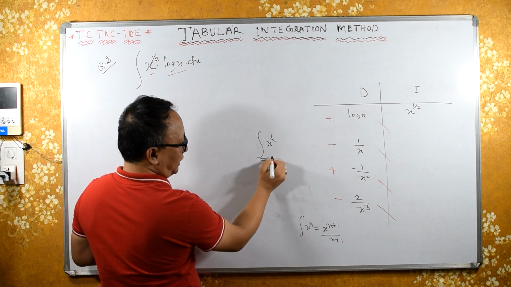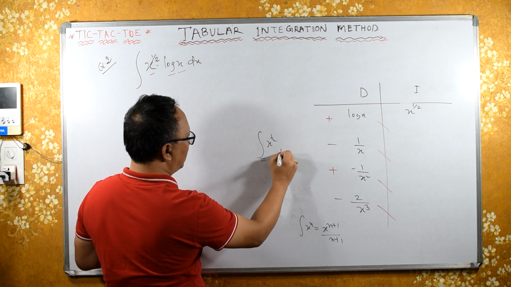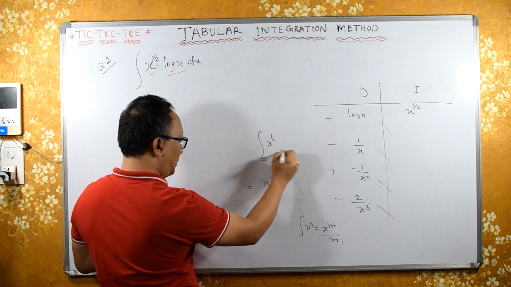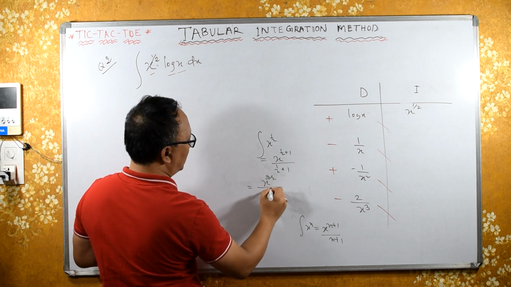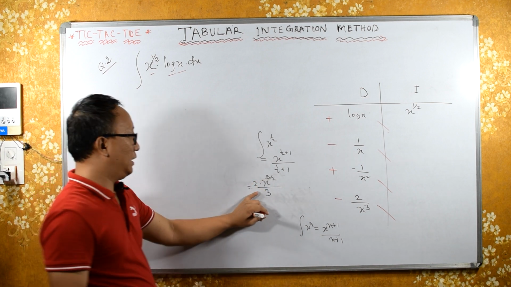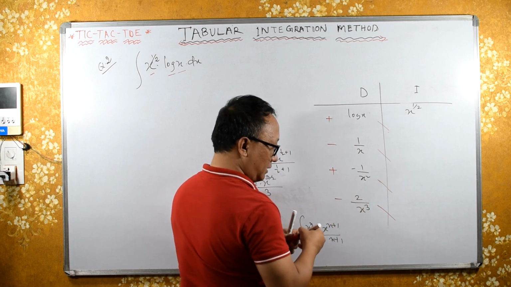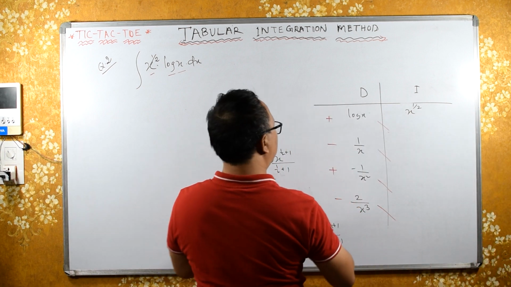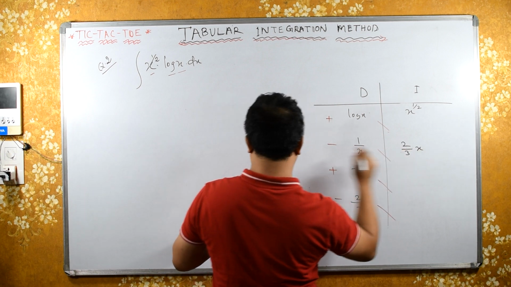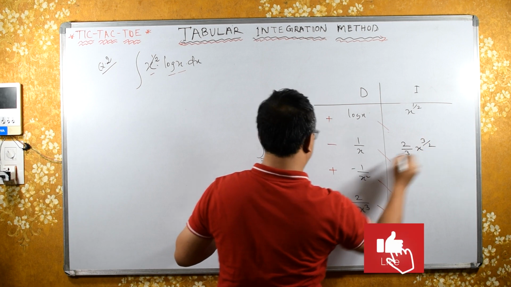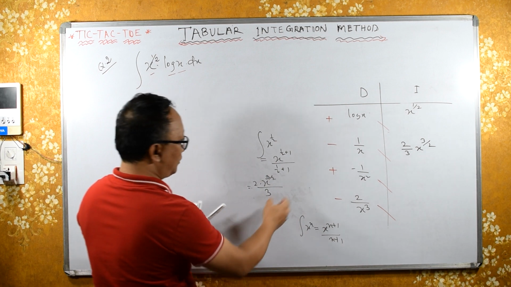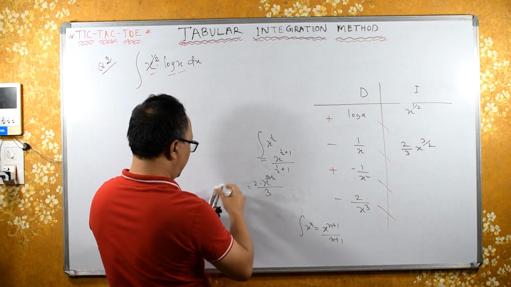Here x raised to half plus 1, that is 3 by 2, upon half plus 1, which is 3 by 2, so 2 by 3 will come over here. So the integration of this becomes 2 by 3 x raised to 3 by 2. Now let's integrate this once again.